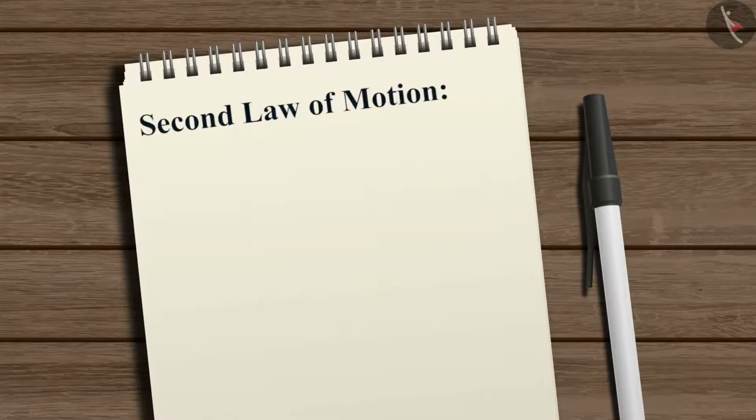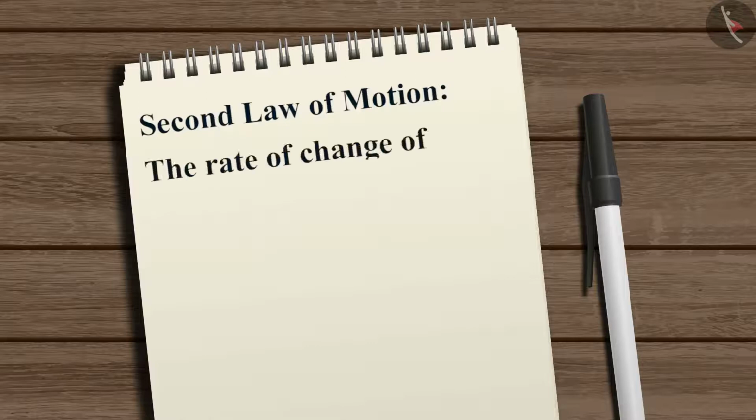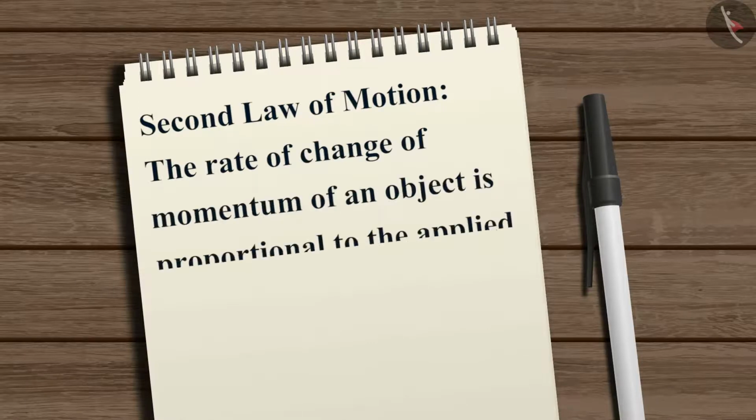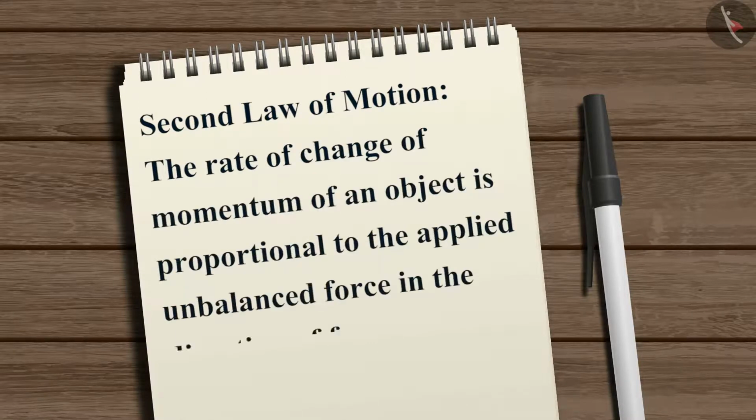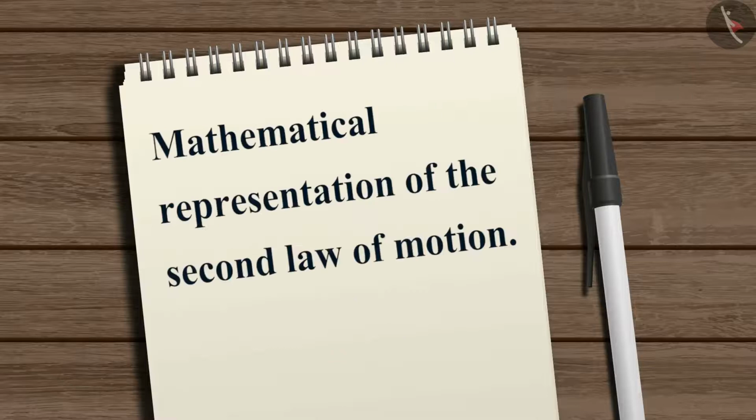Based on this concept, Newton proposed the second law of motion, which states that the rate of change of momentum of an object is proportional to the applied unbalanced force in the direction of force. Now, let us study the mathematical representation of the second law of motion.